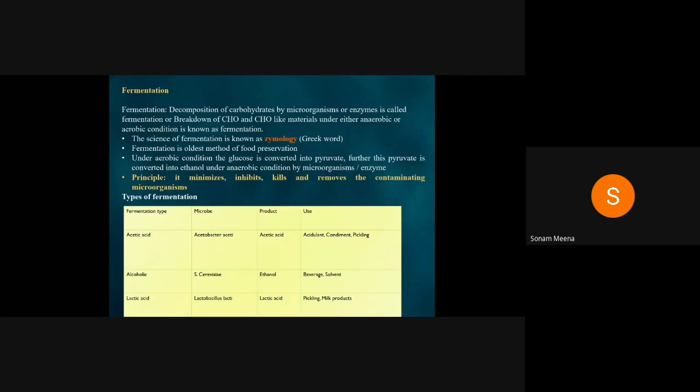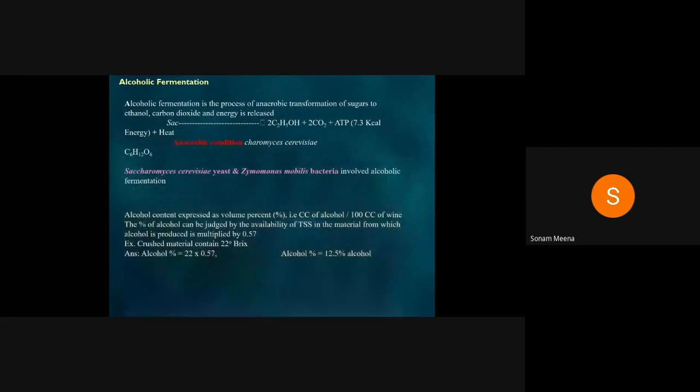Acetic acid microbe: Acetobacter aceti, its product is acetic acid and used as acidulant, condiment, pickling. This use they have asked so many times. Alcoholic means Saccharomyces cerevisiae, product ethanol, use beverage, solvent. Lactic acid: Lactobacillus lactis, lactic acid, for milk products they are using.